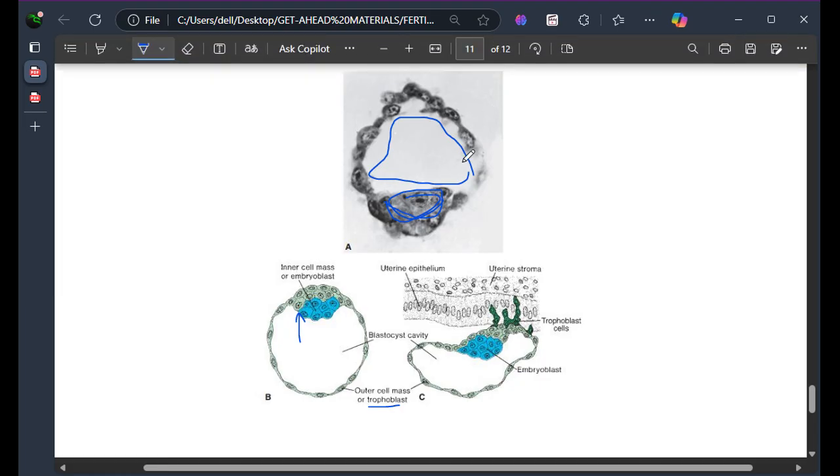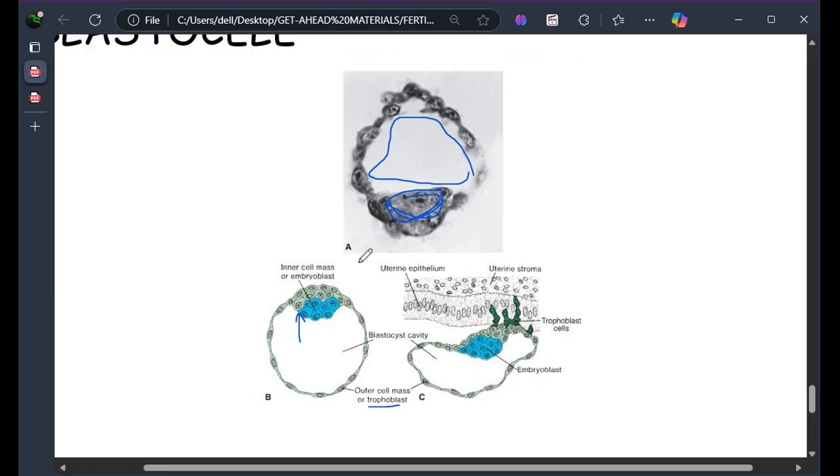The blastocele now has some pretty interesting names. The inner cell mass will now be called the embryoblast because that's what will form the embryo. And then the outer cell mass will be called the trophoblast. And then this is the structure that will start implanting in the uterine stroma by the end of week 1. Okay, just after around 5 to 7 days, it will start implanting.